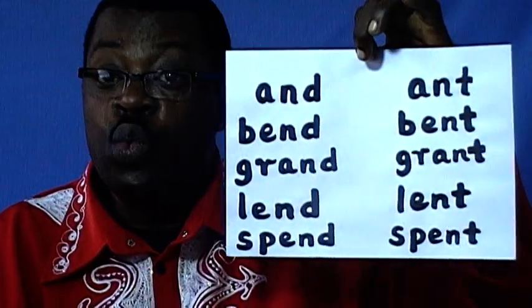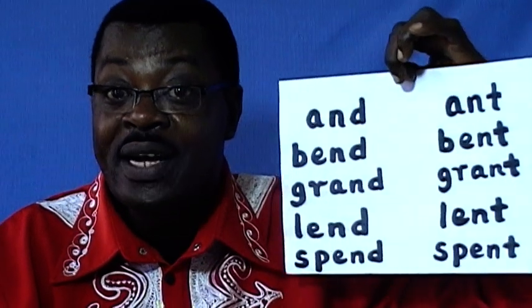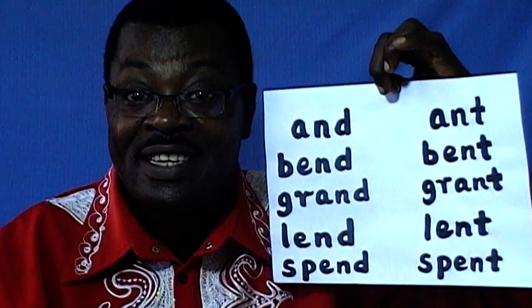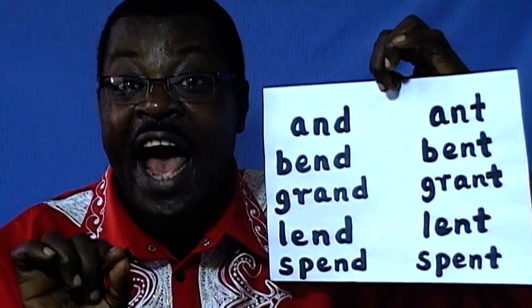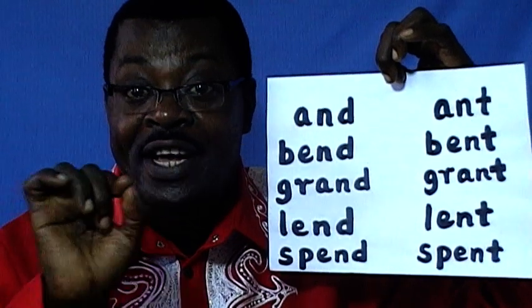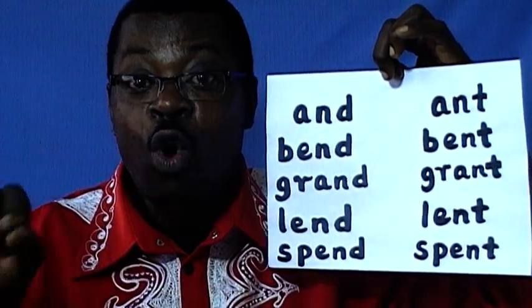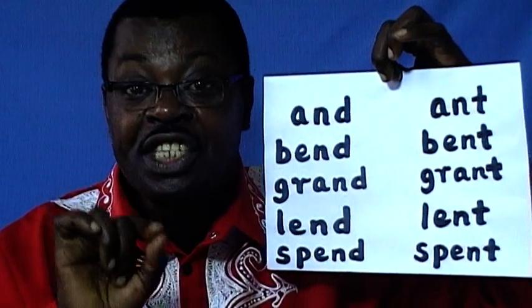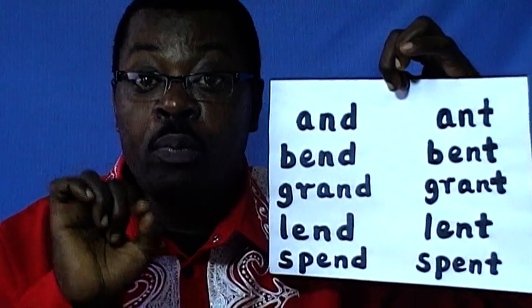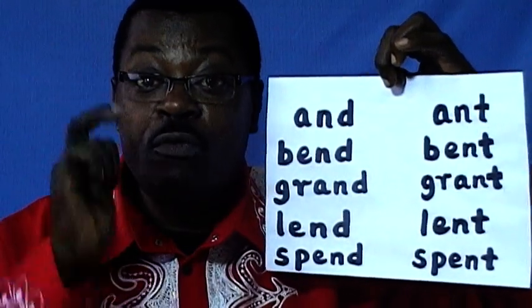Now, let's move to what technically we call minimal pairs. They are words which have only one feature of difference in pronunciation. Take a look at these words, dear viewers. The first one, and, then ant. One has that voiced sound d. Ant, A-N-T, you say ant. So those words are not pronounced the same way. They are minimal pairs. One feature of difference in terms of one sound.